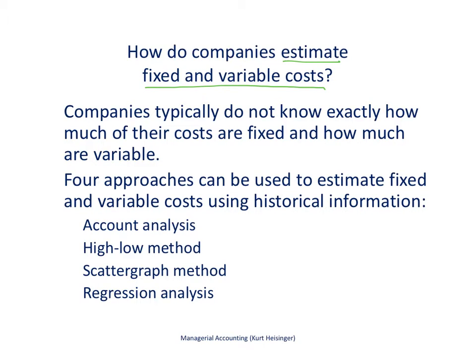Companies typically do not know exactly which costs are fixed and which costs are variable and how much each of those costs represent. So we can use four different approaches to estimate the fixed and variable components of historical cost information. The four different approaches are listed here as the account analysis approach, the high-low method, scatter graph method, and regression analysis. We focus on account analysis in this video, and there'll be three separate videos where we will be describing the high-low method, scatter graph method, and regression analysis.